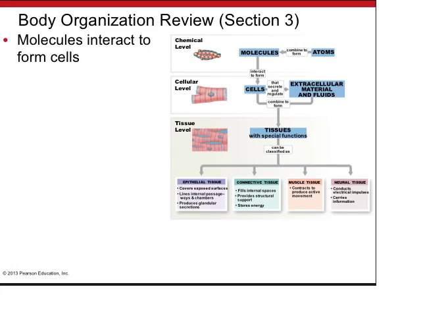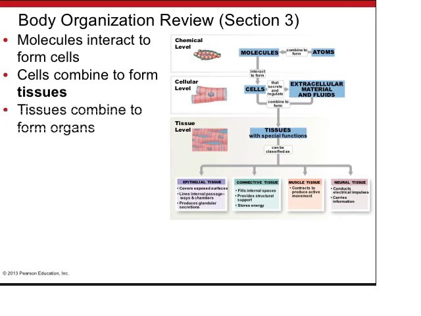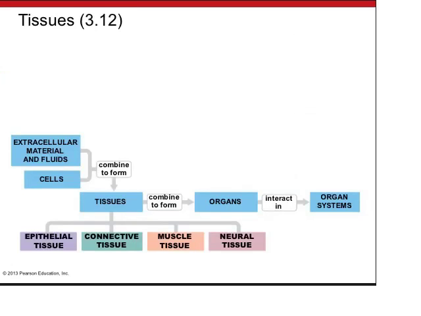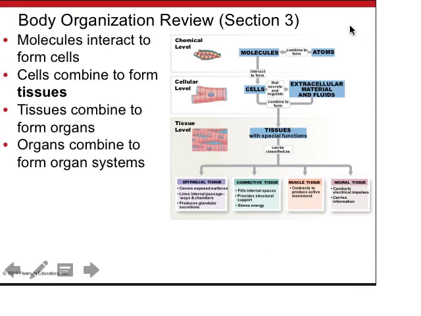Molecules interact to form cells, which combine to form tissues, which combine to form organs, which combine to form organ systems. Okay, so we can see here the hierarchy of things, and this is one of the reasons why we teach you guys about chemistry, so you can understand what atoms are, where molecules come from. Collections of molecules can become cells, collections of cells can become tissues, and collections of tissues can become organs, and collections of organs can become organ systems, which altogether form the organism.